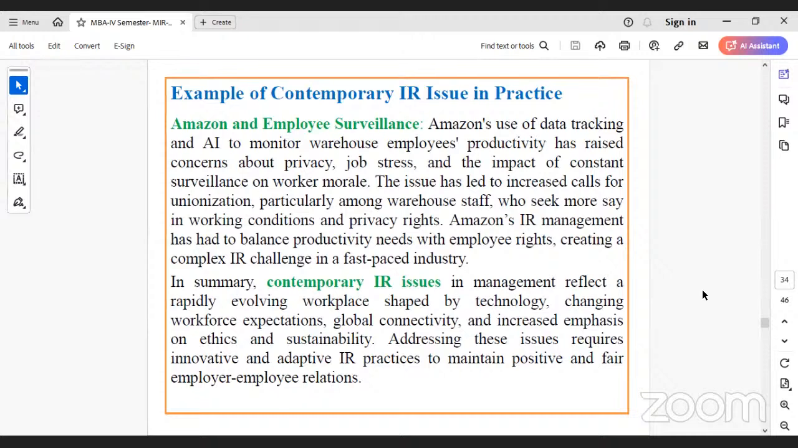In summary, contemporary IR issues in management reflect a rapidly evolving workplace shaped by technology, changing workforce expectations, global connectivity, and increased emphasis on ethics and sustainability. Addressing these issues requires innovative, adaptive IR practices to maintain productivity and fair employer-employee relations, which may lead to constructing new relationships between the employer and employee.